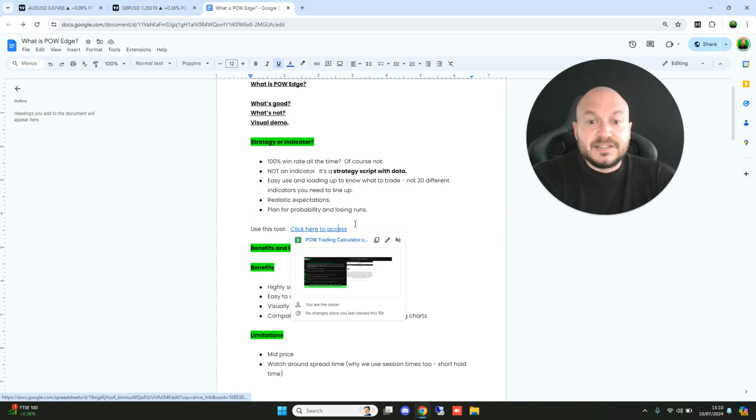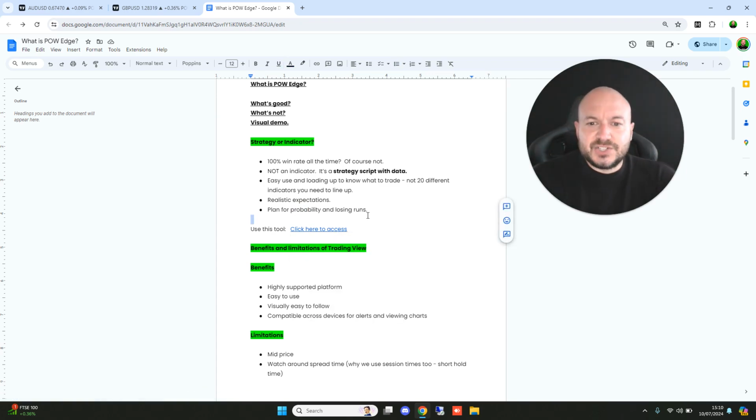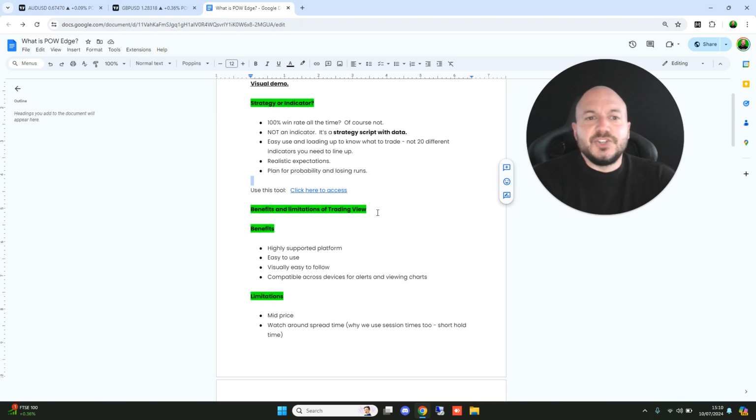This is a trading calculator that enables you to take the data from the strategy script and look at what losing runs and data you might get at a specific point in time.